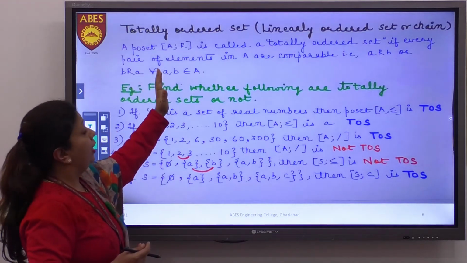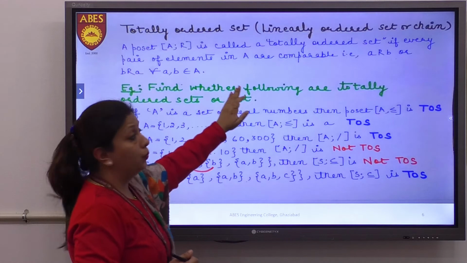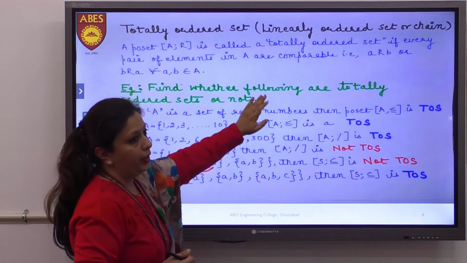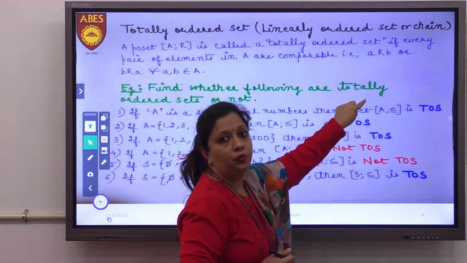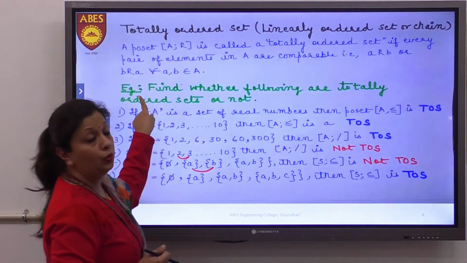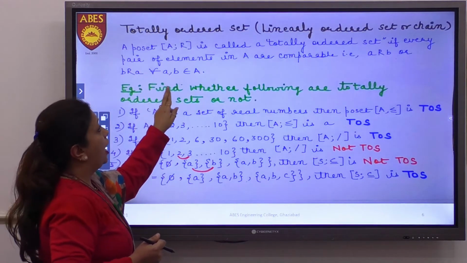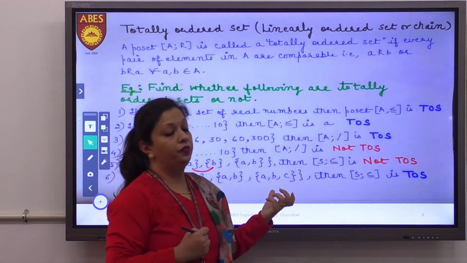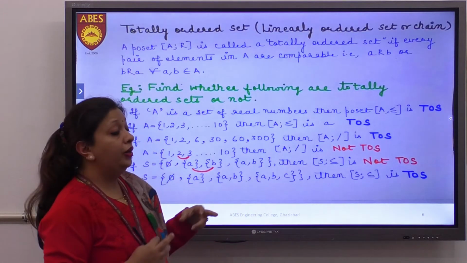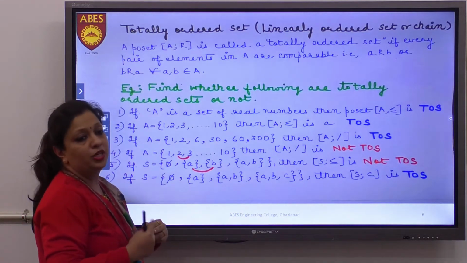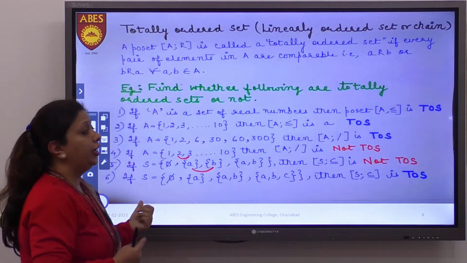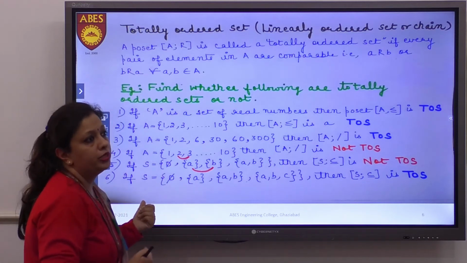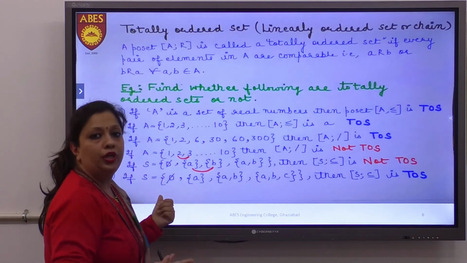A poset A defined on relation R is called a totally ordered set if every pair of elements in A is comparable. That is, a is related to b or b is related to a for every a and b that belong to A. It means that if we have some elements in set A, then every pair of elements must be comparable. So either the relation will contain (a, b) or (b, a). If this property holds, we can say that it is a totally ordered set.